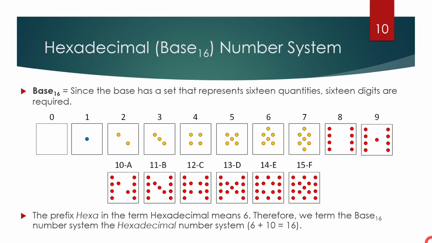The prefix hexa actually means 6. Hexadecimal, 6 and 10 together, base 16, is where the hexadecimal name comes from, the 6 plus the 10 out of hexa and decimal.